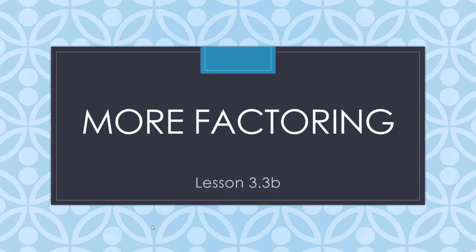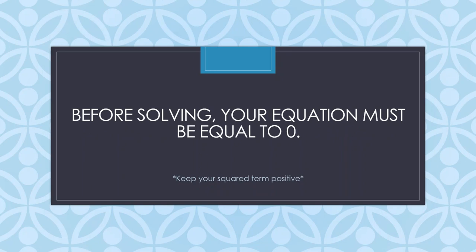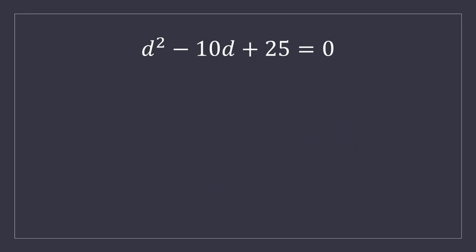So I want to go through some more examples of factoring. So I thought we'd take some time and work through several. Remember that the one thing you want to do when you are solving by factoring is to make sure that your equation is equal to 0. So we have an equation here. We're checking that it's equal to 0. It is, so we are ready to start factoring.